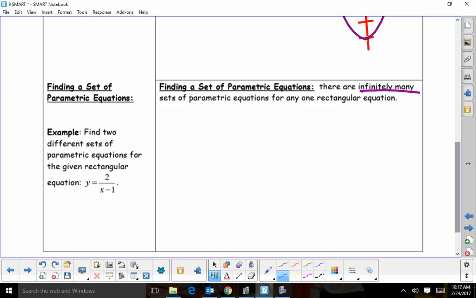Okay, so there are infinitely many ways that you can do this. So I could say, hey, if I let x equal t, y would equal 2 over t minus 1. There's one way. Okay. What if I let x equal t squared? We'll do that one next. I like that one. That's my favorite, actually. Okay. Then what's y going to equal here?